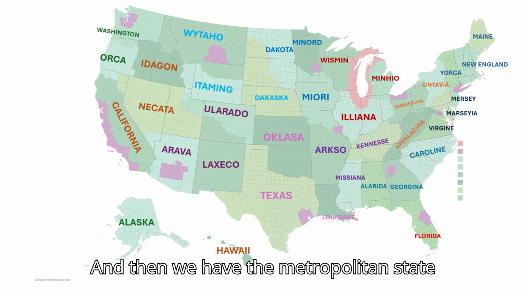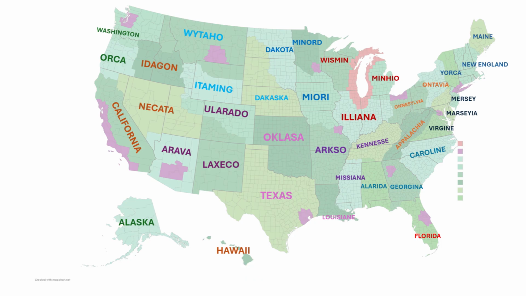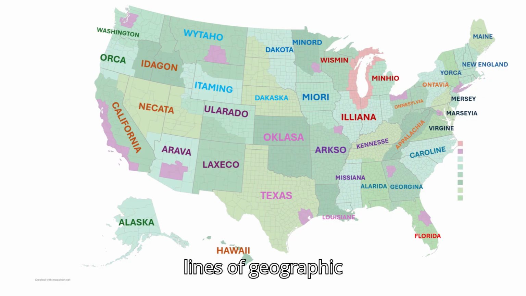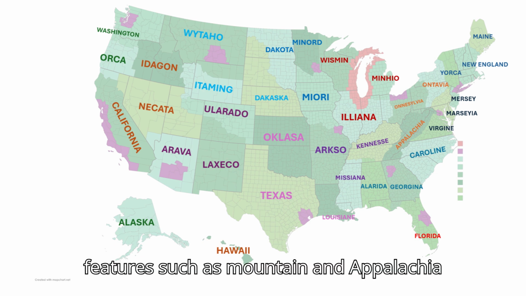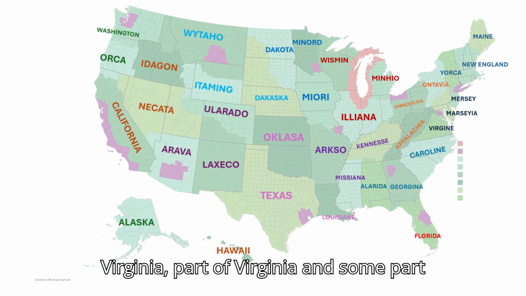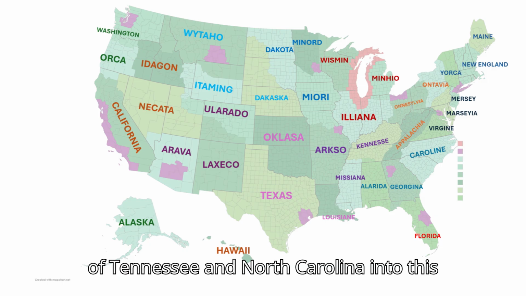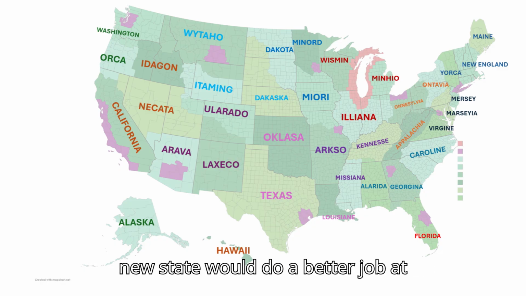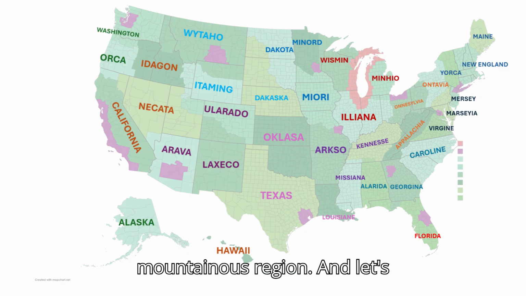And then we have the metropolitan state of Cleveland, in charge of the states of Onasovia, Appalachia, and Ontavia. This particular region is basically the Appalachian Mountain region. I'm a fan of carving out administrative divisions roughly along the lines of geographic features, such as mountains. And Appalachia really is a difficult region to govern in America. So I thought to combine, especially West Virginia, part of Virginia, and some part of Tennessee and North Carolina into this huge state of Appalachia, in hope that the new state would do a better job at governing the people of this mountainous region.